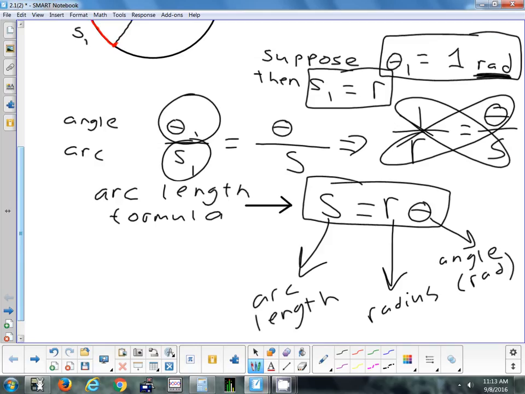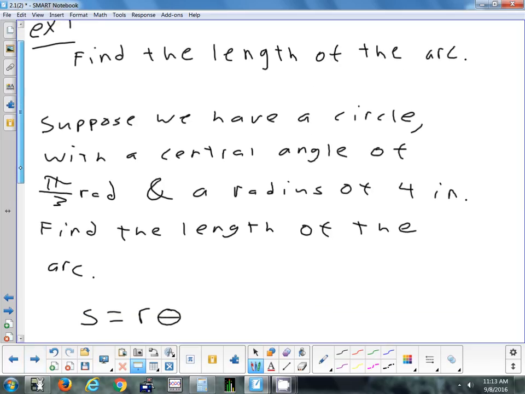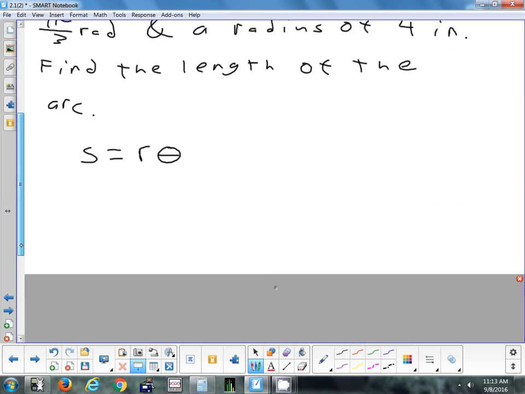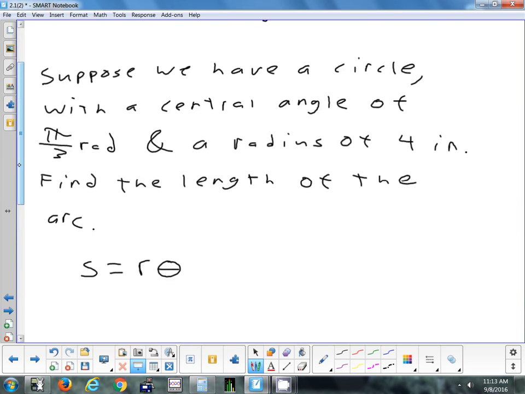And there's really 3 different types of problems you could have. I'll always give you 2 out of 3 of these variables, and you're going to find the third one. Okay? So we'll go through one of each. Okay, so the first one, I've kind of written the whole thing out. A lot of times what I'll do instead of writing it is I'll just draw a picture. But for this one, I wrote it out. All right, so we've got a circle, and we have an angle that we've drawn inside that circle of pi over 3 radians. And they tell me the radius is 4 inches. Find the length of the arc.